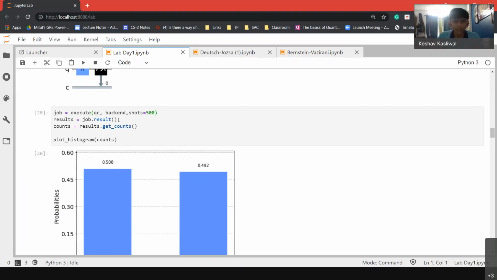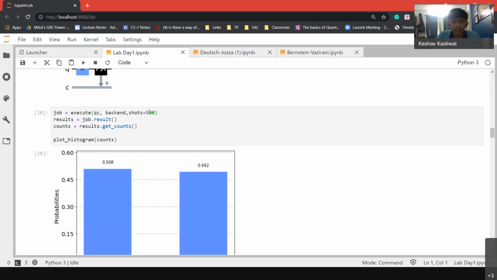So what decides the number of shots? That is entirely dependent upon us. But we take the default number to be 1024 because while developing, the developers of Qiskit found 1024 shots to be sufficient, complete, and to give very good results. But this is what shots mean.